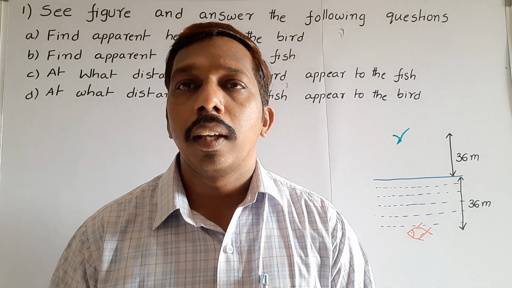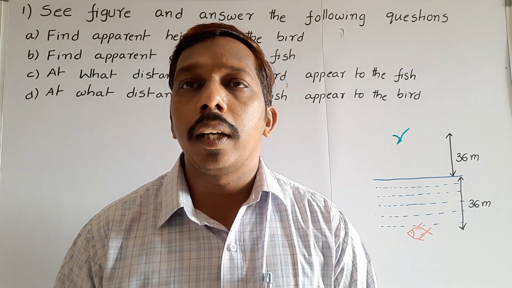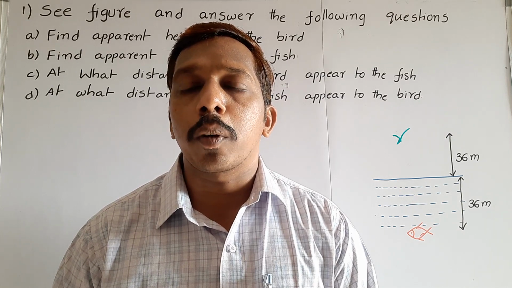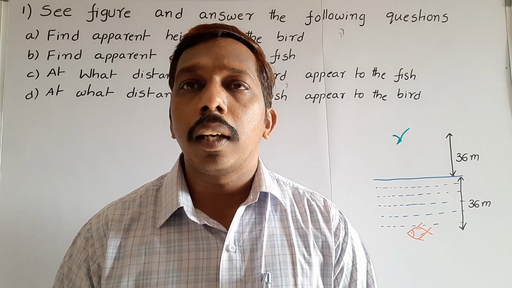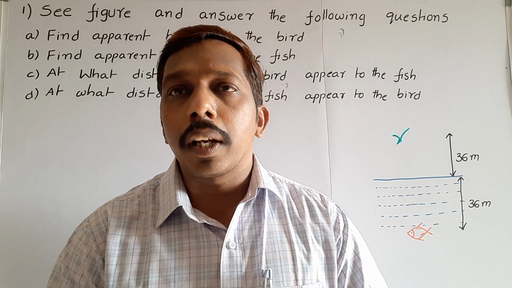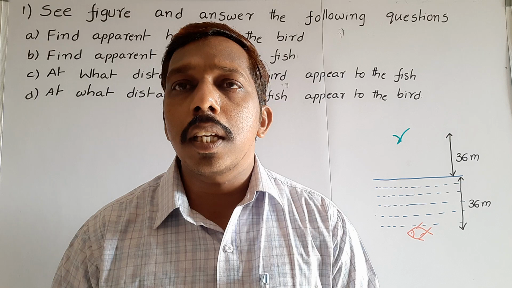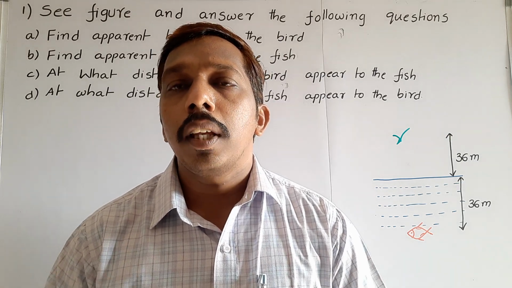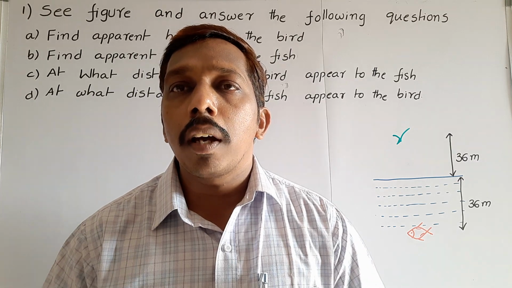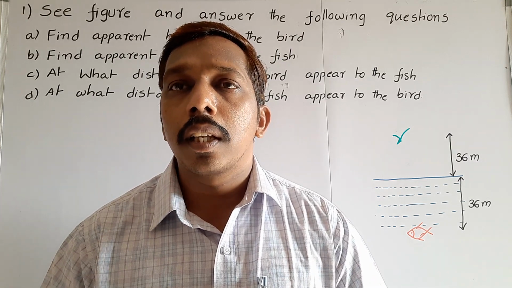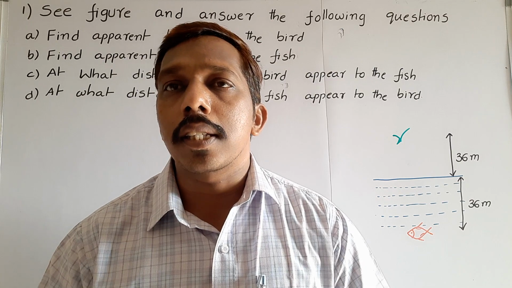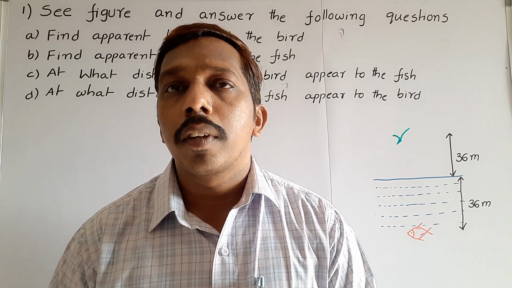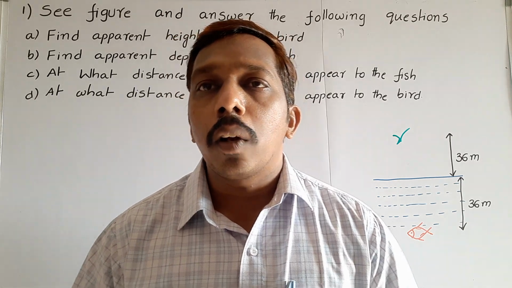Hi students. In the previous class, we learnt the apparent position of an image in the refraction process. In reflection, we observed that in a plane mirror, image distance is equal to object distance. In spherical mirrors, image distance may be equal to, greater than, or lesser than object distance. In refraction, how does the image distance change? Now we discuss one problem.